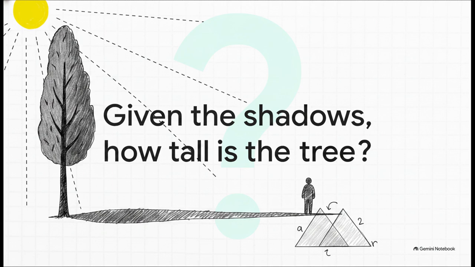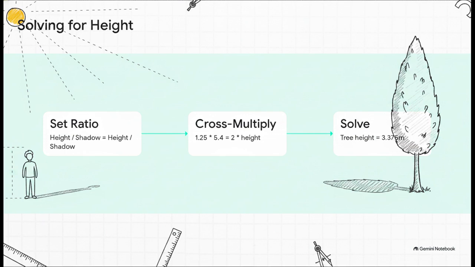Because the sun's rays hit both you and the tree at the exact same angle, you've just created two proportional, similar triangles. It's like a giant puzzle waiting to be solved. Let's walk through the algebra to solve this together.